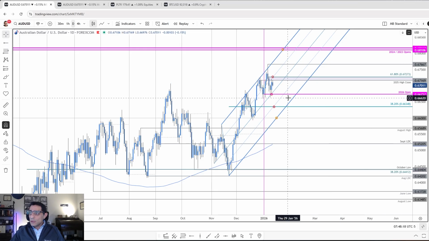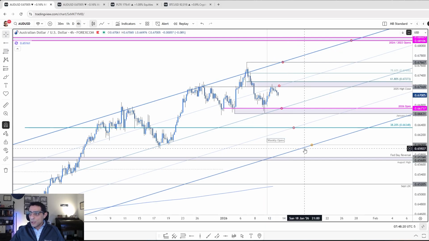Now, if we settle below the monthly range lows, here's what it looks like on the 4-hour chart. The monthly range low comes in at 66.63, just below that yearly open. A break below this would suggest there's a threat for a larger pullback, all within the confines of the November uptrend. That would open up 66.35, which is just a 38.2 retracement of that November rally. Again, bullish invalidation is right into the 66 handle. That's the level that would need to fundamentally shift our technical view on Aussie dollar.